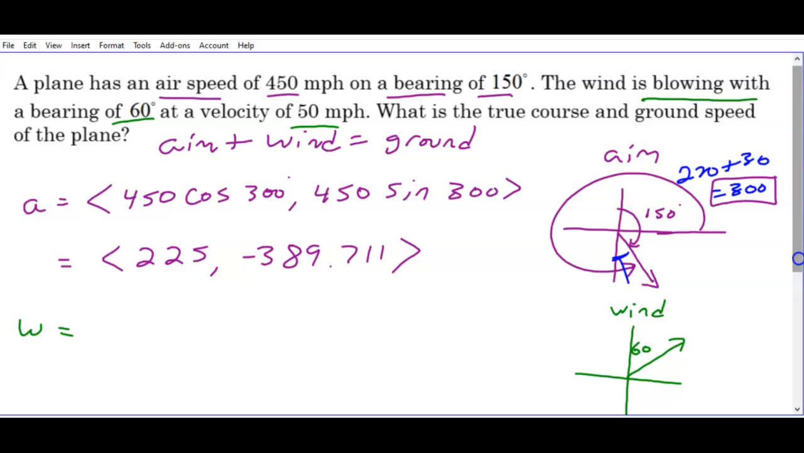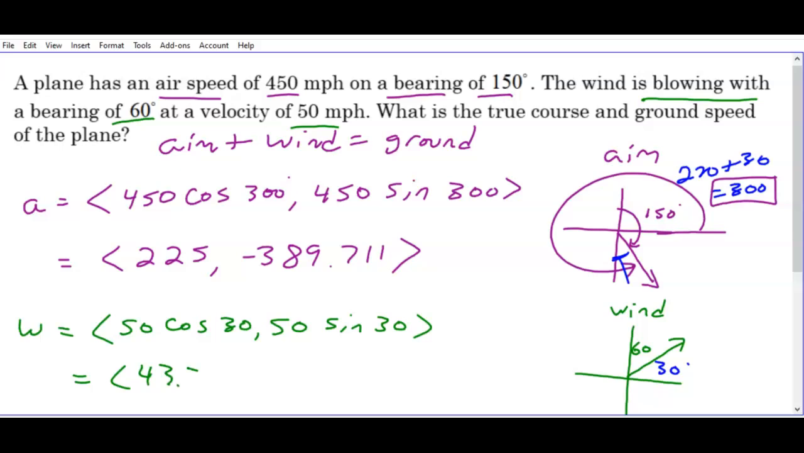We always use that calculator. Same deal. What do we got? Velocity of 50, cosine 30, 50 sine 30. Grab my calculator. 43.3013, and 25.